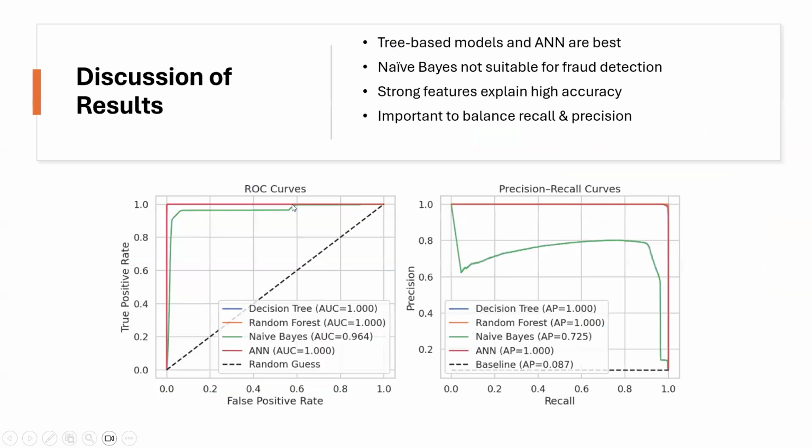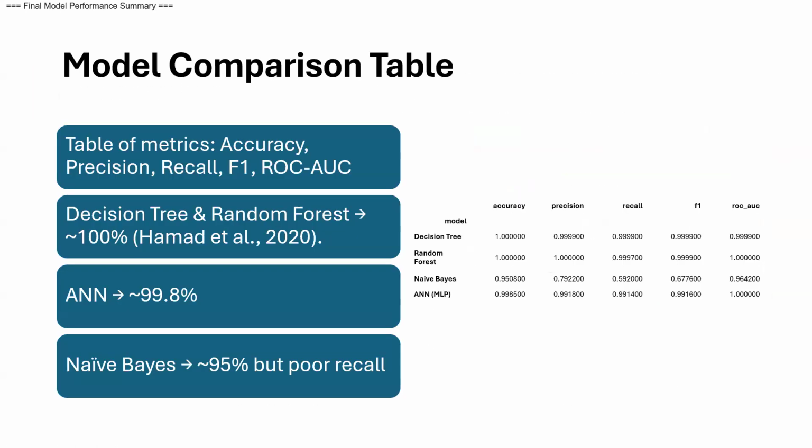Next slide. This is the model comparison table. In this slide, you can see the table of metrics: accuracy, precision, recall, F1 score, and ROC AUC. Decision tree and random forest are almost 100%. ANN 99.8%, naive Bayes 99%, but poor recall. In the visual, you can see there's a matrix table with color highlights.